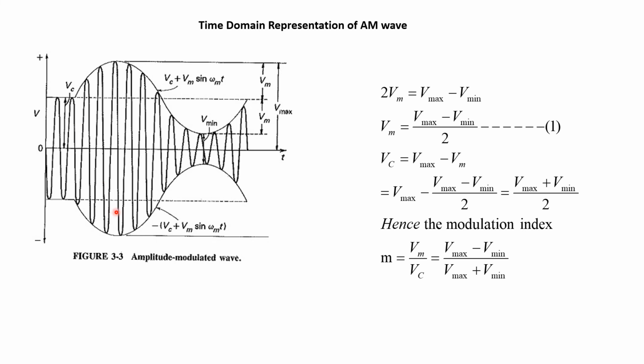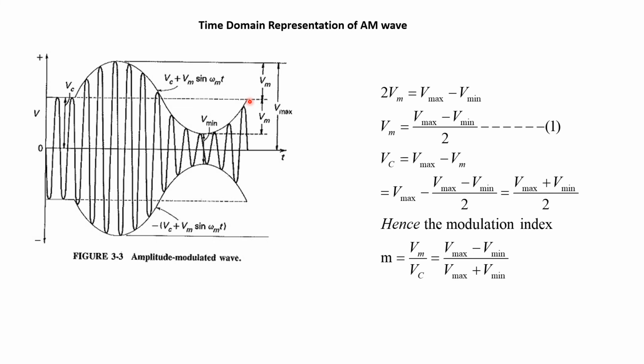Now in the present slide, the time domain representation of the amplitude modulated wave has been depicted. Vc is this horizontal line in which the maximum value is constant, that is Vc. It represents the envelope of the carrier wave. If it is a pure carrier wave, then the amplitude can be represented by a single horizontal line, that is Vc.